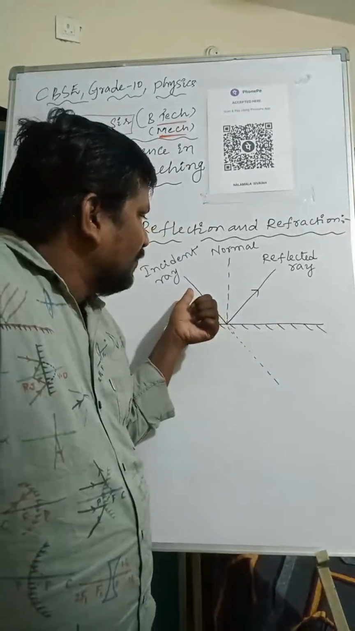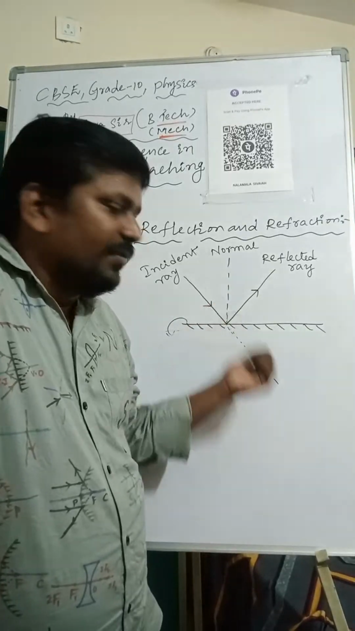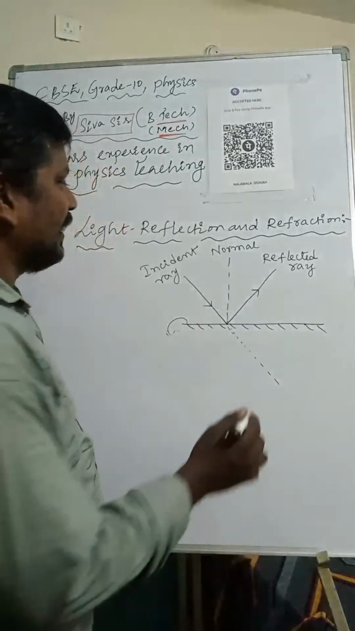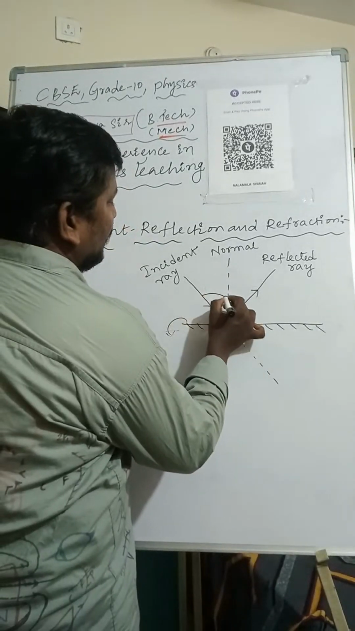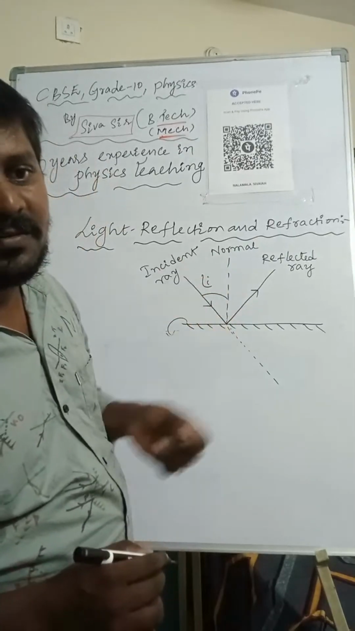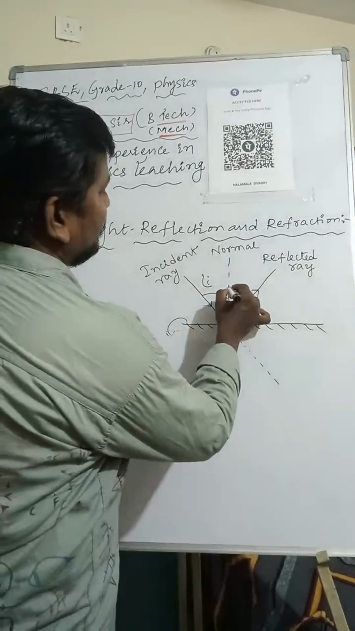So here, if you are taking this incident ray, it has an undeviated line, which is nothing but the initial direction of the incident ray. The angle between the incident ray and the normal line is called the angle of incidence. The angle between the reflected ray and the normal line is called the angle of reflection.